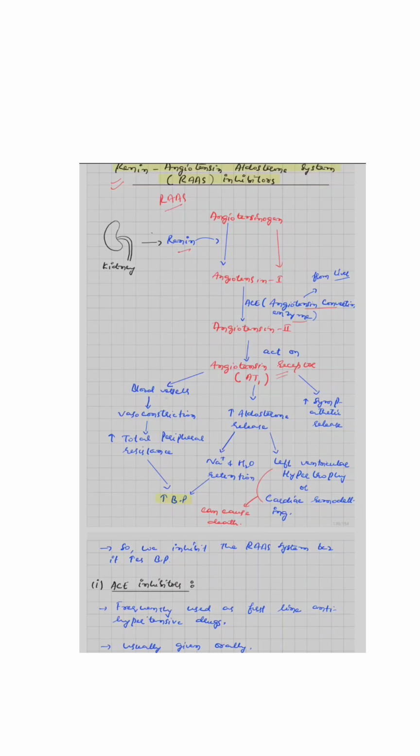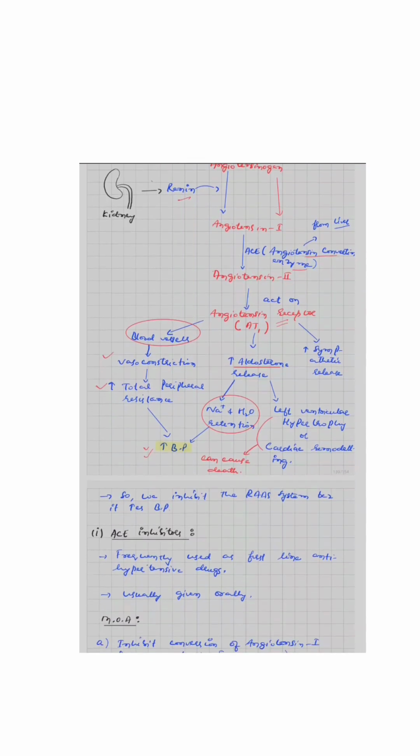AT1. It acts on the blood vessels, causing vasoconstriction and an increase in total peripheral resistance, resulting in an increase in blood pressure. It also causes an increase in sodium and water retention, by which blood pressure increases. Aldosterone can also cause left ventricular hypertrophy, which can cause death. It also increases the sympathetic release.